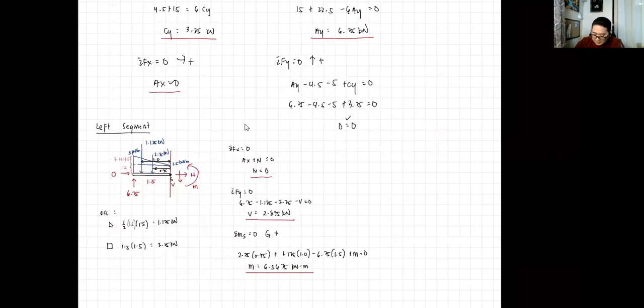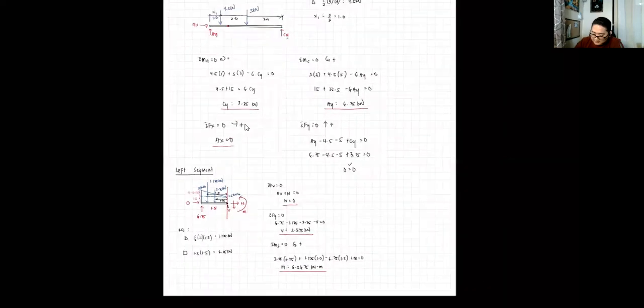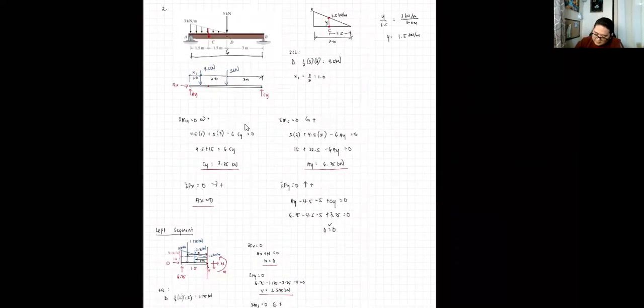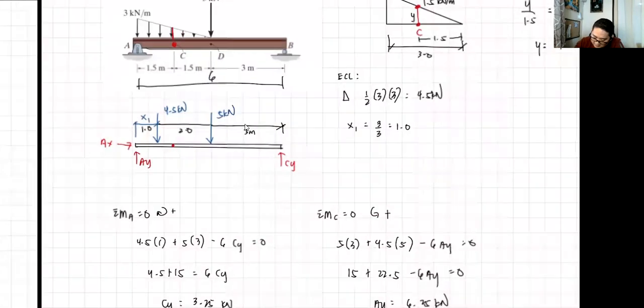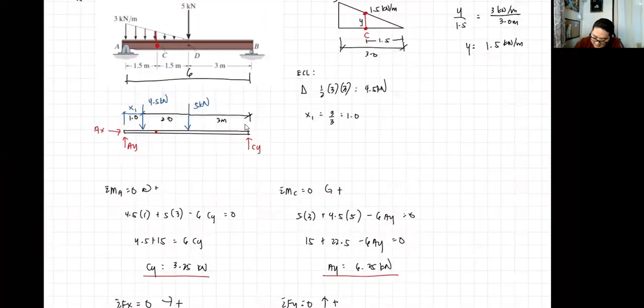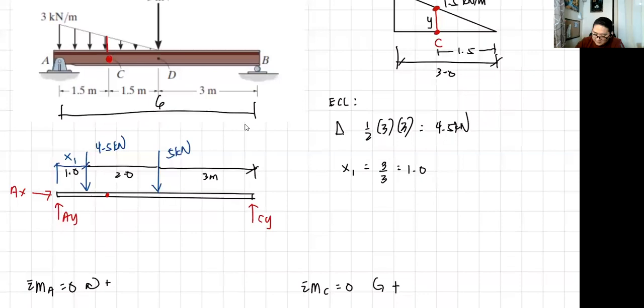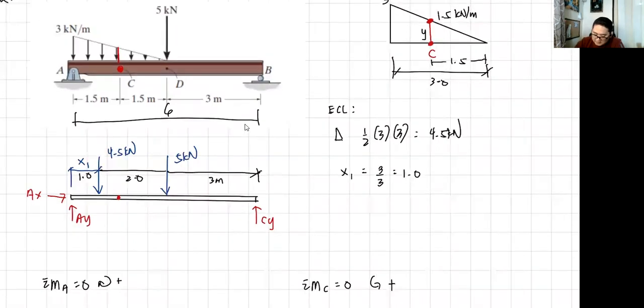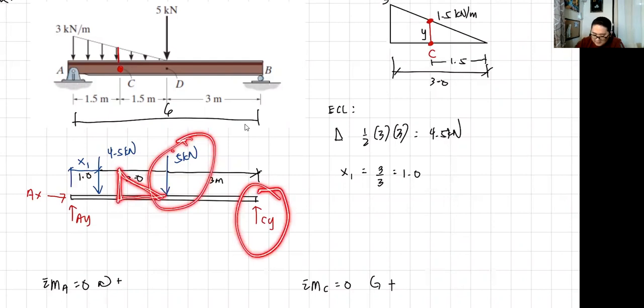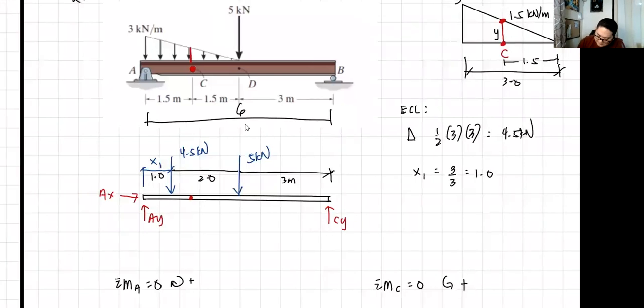Okay? Next is kunin natin yung right segment para mapakita natin. So makikita nyo dito, mapapansin nyo, kung yung right segment yung kukonsider natin, ang forces natin is yung triangular dito, and then ito, tapos ito lang. Okay? Pero ang kagandahan, isang triangle lang, isang figure lang tayo dito. So kukunin lang natin yung ECL nun. Then, tsaka natin i-moment dito sa side na to. Okay? So let's do that.